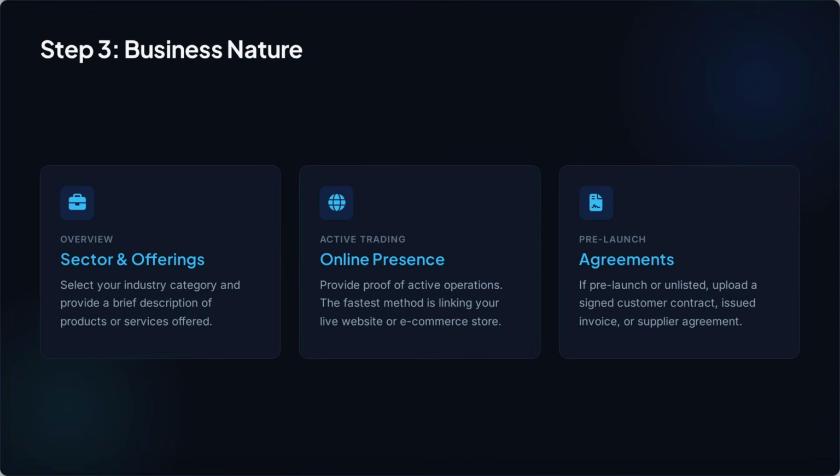For your sector offerings, you need to select the industry category and provide a brief description of products or services offered. Then you need to prove your online presence. For this, you'll need to provide proof of active operations, and then your agreements. If pre-launched or unlisted, upload a signed customer contract, issued invoice, or supplier agreement.